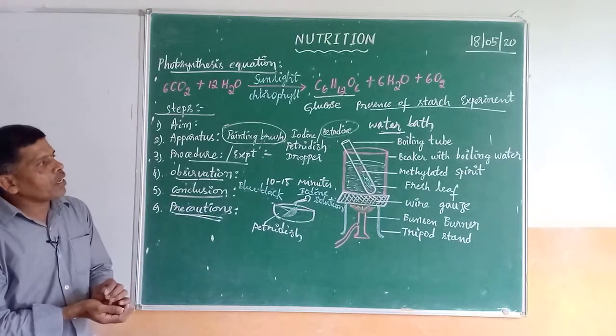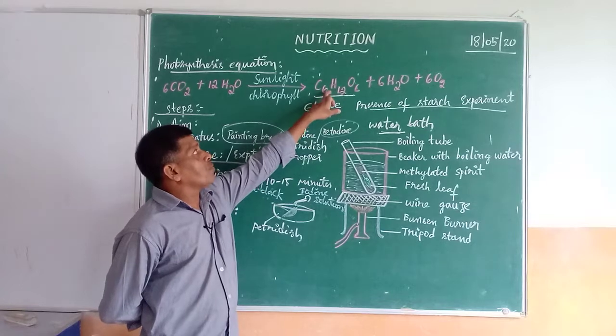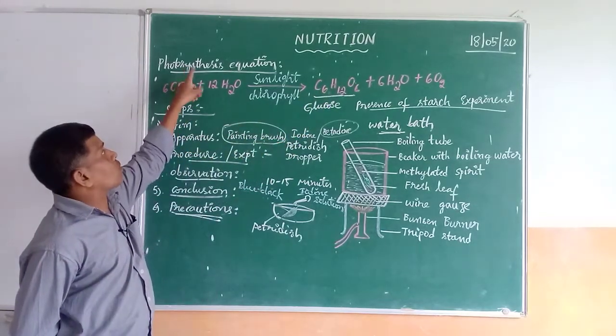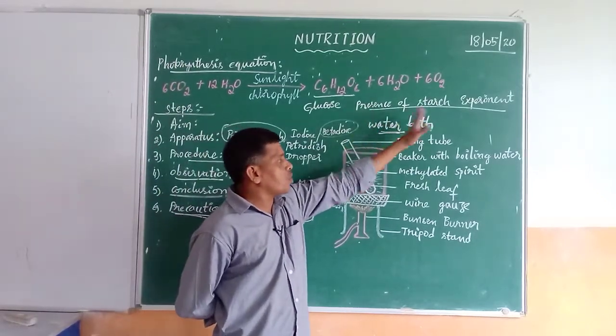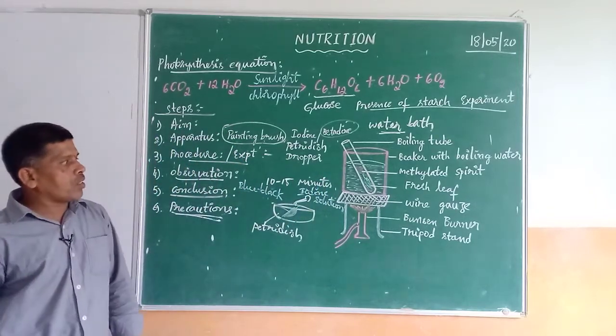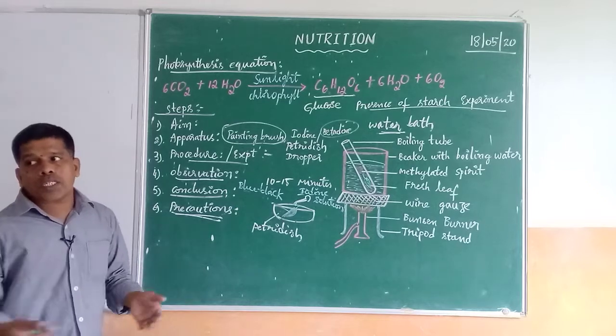So this is an experiment to prove that the leaves contain food. The food is stored in the plant leaf during the process called photosynthesis. With that we can say there is starch present in the leaf. So this is the experiment. This is a most important essay type question. Next we will proceed to one more experiment.